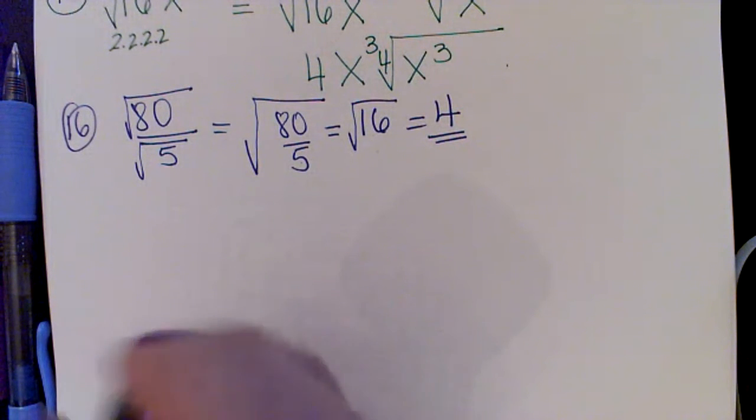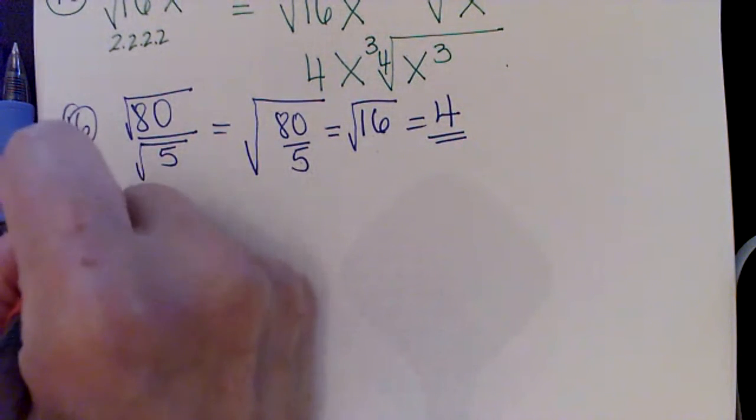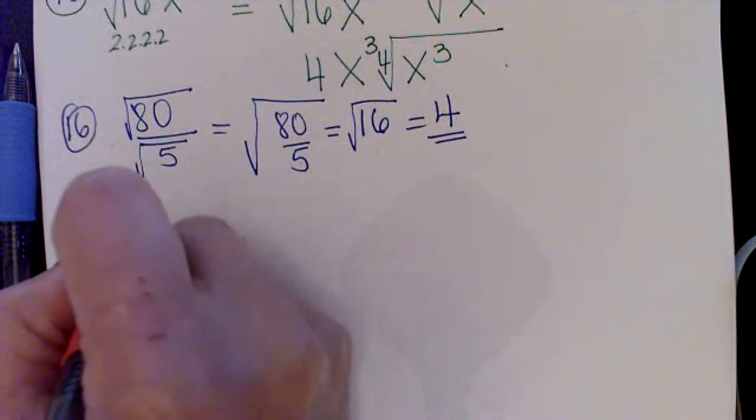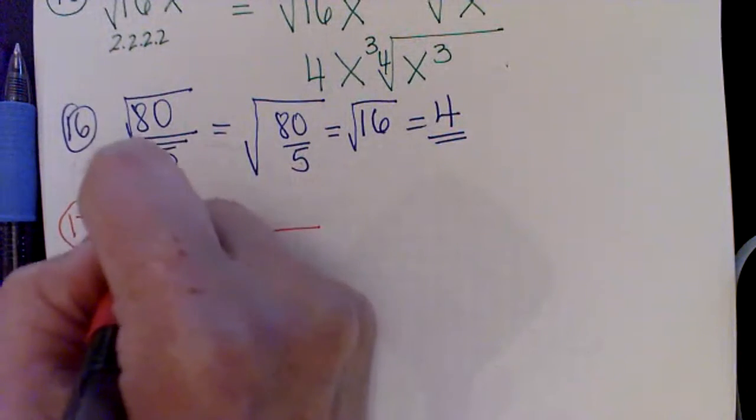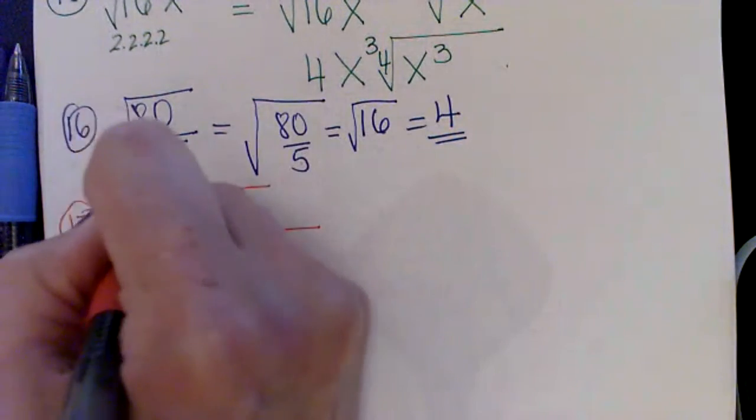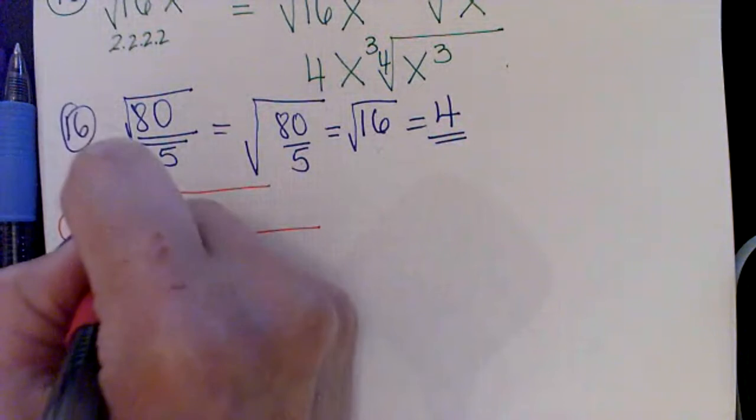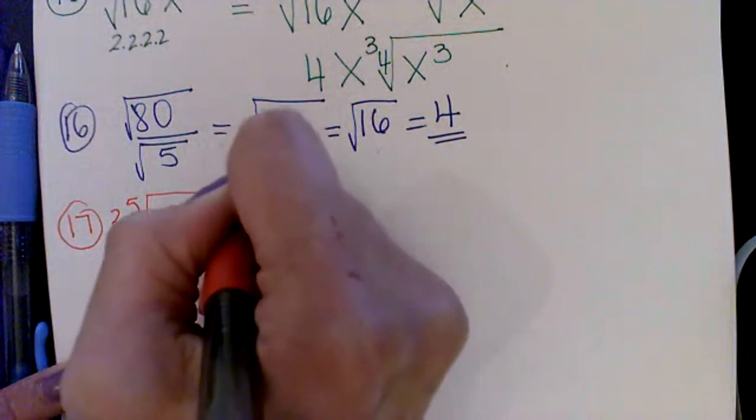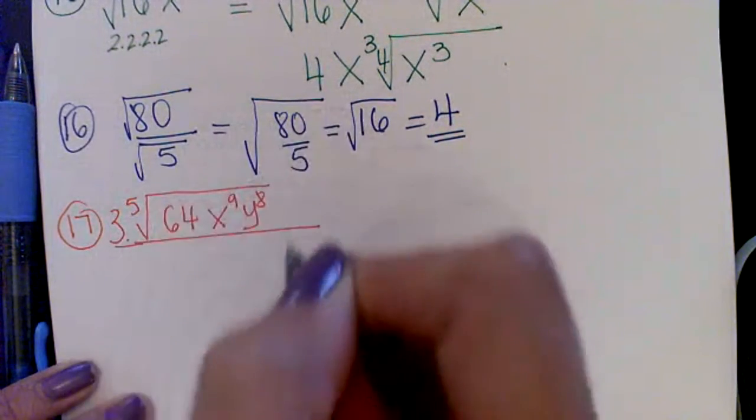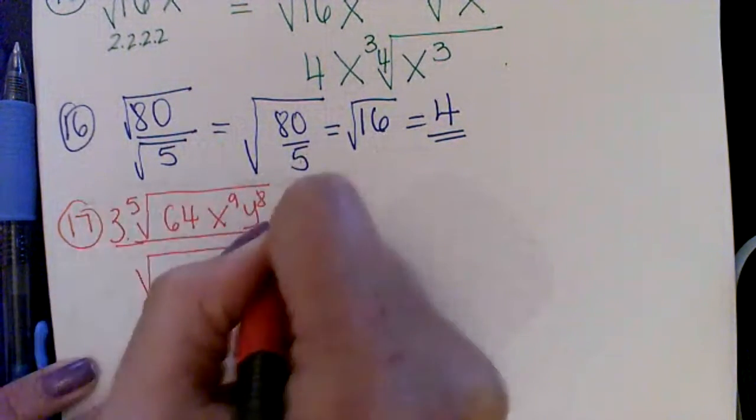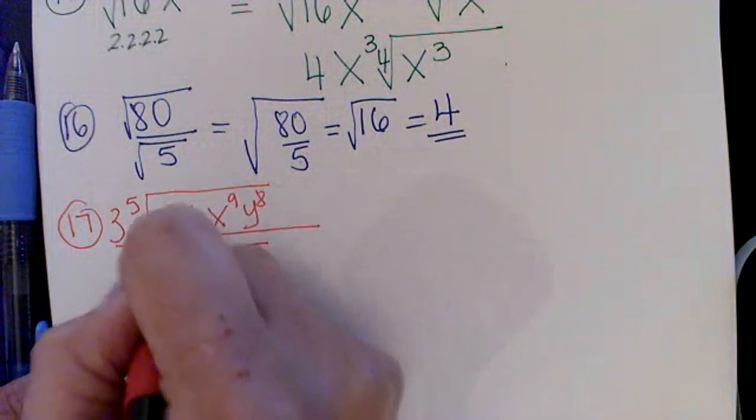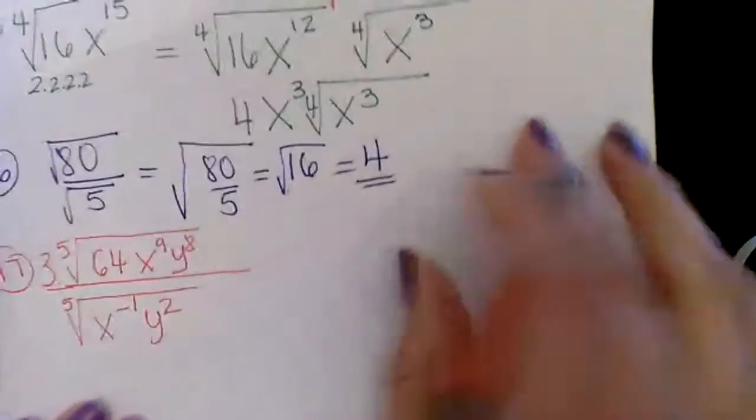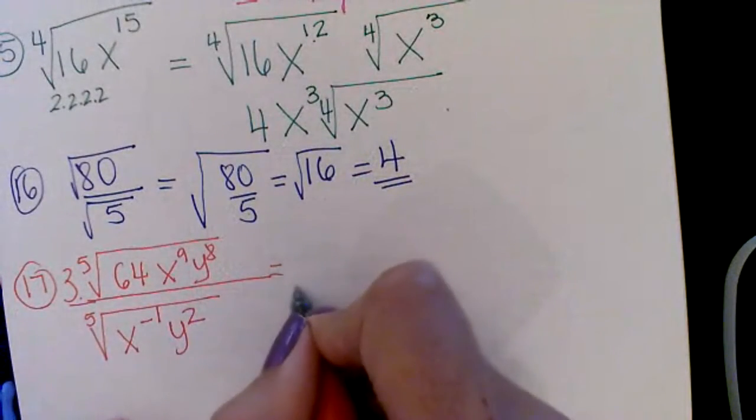Okay, 17. So I have (3 ... to the 5th power), and I have a 3 here too. 64 x to the 9 and y to the 8. And what I have here is the 5th root, x to -1 and y to the 2nd. So I'm going to do exactly what I did on this one.